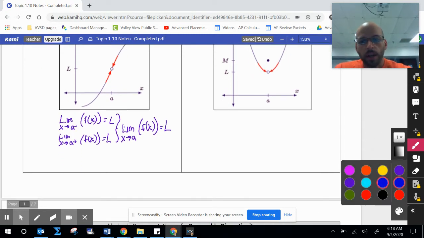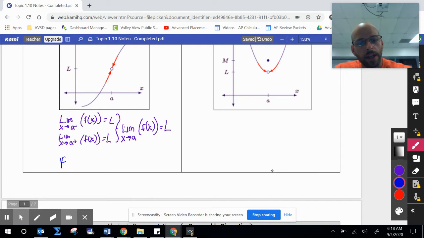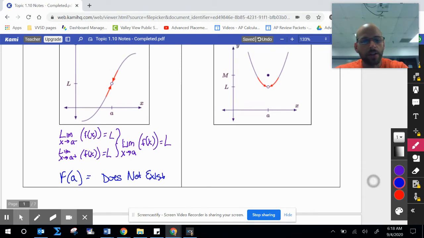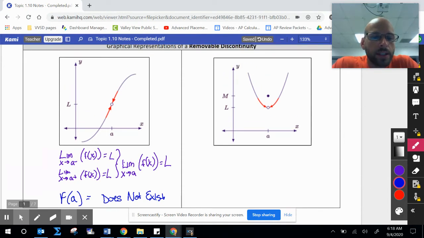However, f of a, if I just want to know the output at that value, does not exist. And ultimately, because the output is not the value L, we know that there has to be a removable discontinuity. So the limit for a removable discontinuity exists, and it's going to be some sort of discrete value. However, the output is not necessarily that value.